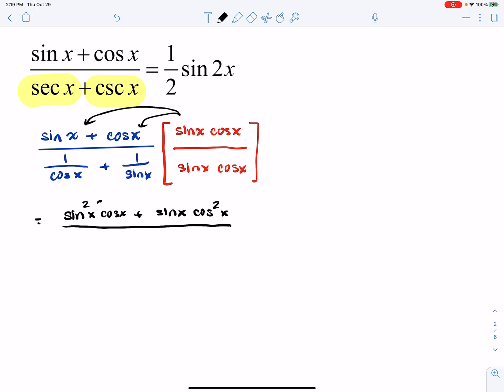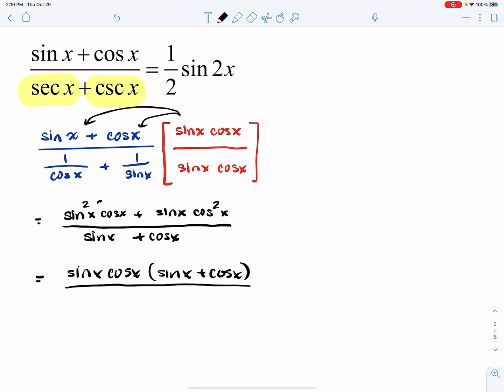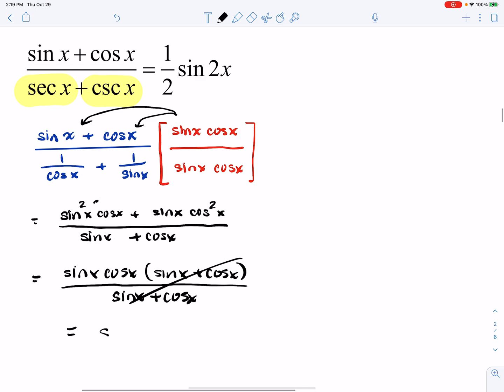And then if I distribute the sine x cosine x to the denominator, it looks like we have sine x plus cosine x. Okay, so lesson learned. I should have kept the numerator factored. So here we go. Factoring out the sine x cosine x, we have sine x plus cosine x, all divided by sine x plus cosine x. And cross out the common factor. Look at that. So we're down to sine x cosine x.